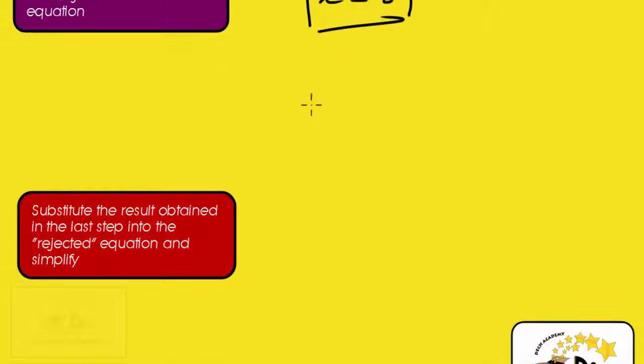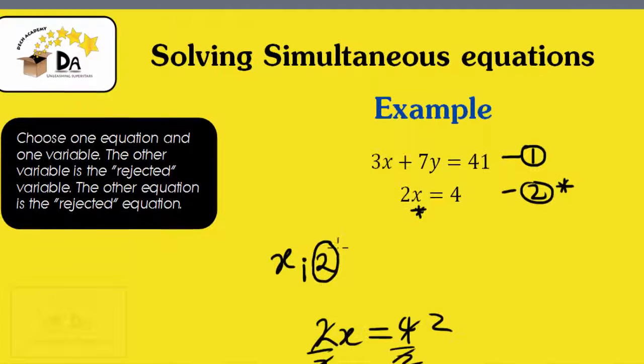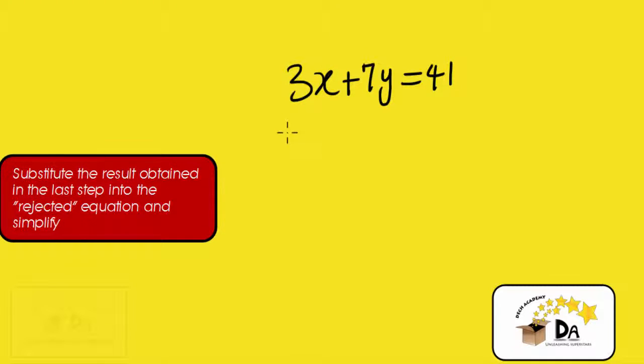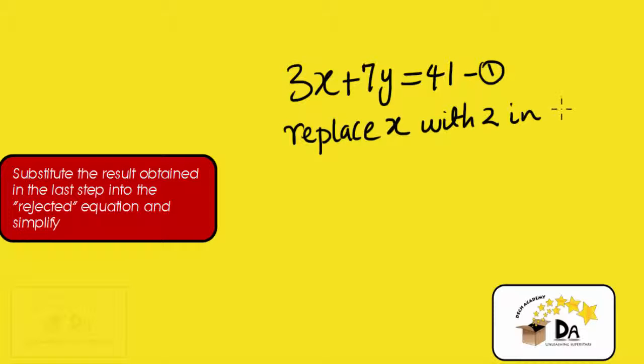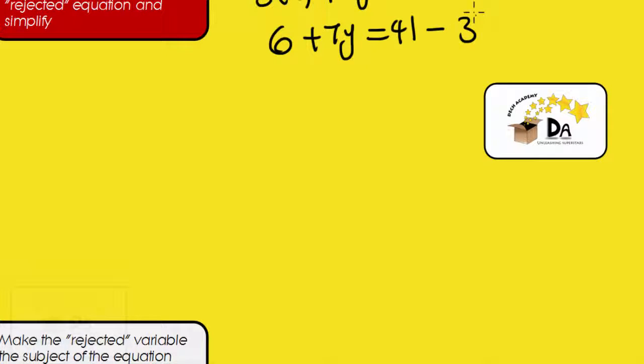Fine. Now I'm going to substitute the result I just obtained, x equals 2, into the rejected equation. The rejected equation is equation 1, which is 3x plus 7y equals 41. And let's substitute x equals 2. Replace x with 2 in this equation. This is equation 1, the rejected equation. Doing so gives 3 times x, which is 3 times 2, plus 7y equals 41. Simplifying gives 6 plus 7y equals 41. So that's step 3. And I'm going to call this equation 3.